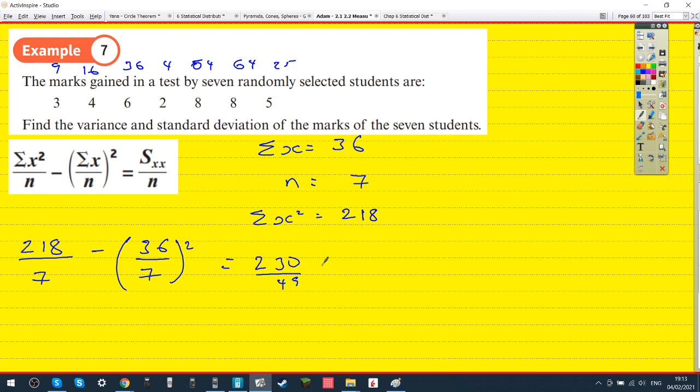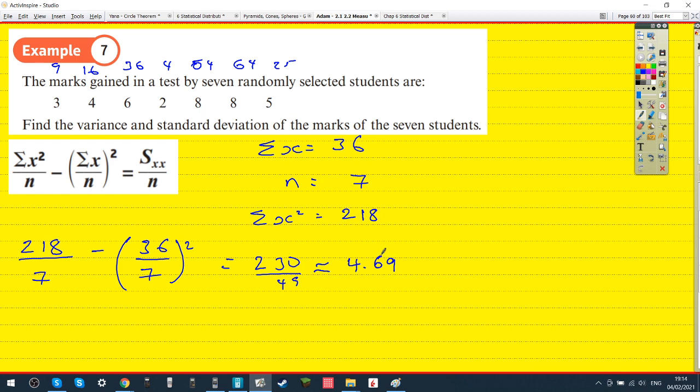As a decimal, it's 4.69 to 3 significant figures. Okay. So what's the mean? Mean is about 6 point something. Yeah, sorry, that's the variance.